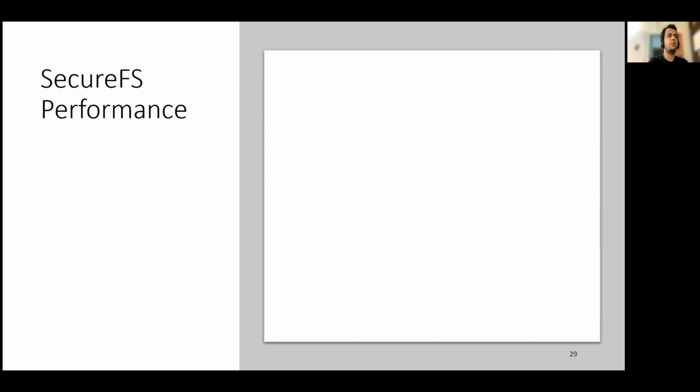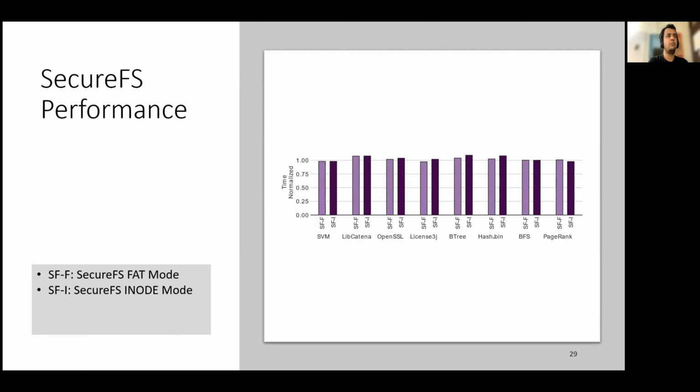Finally, we compare the performance of SecureFS with Nexus. Nexus ensures the mount and unmount of volume are secure. Once mounted, the data is available to all the applications present in the system. It is stored in plain text in the memory. The data is encrypted back when the volume is unmounted.